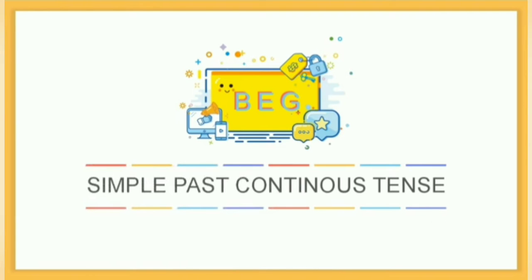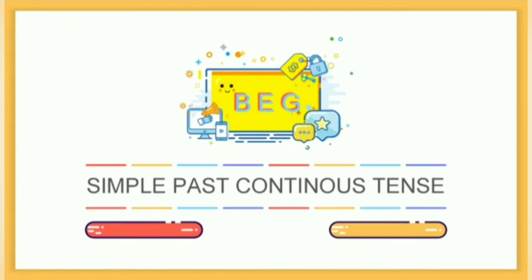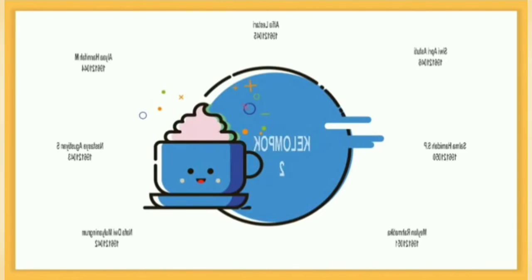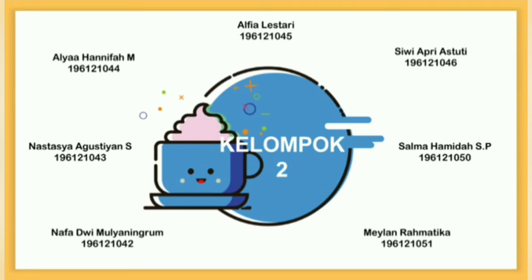Assalamualaikum warahmatullahi wabarakatuh. Hello everyone. On this occasion, our group will explain about simple past continuous tense. We will provide 5 contents about simple past continuous tense: definition, example, patterns, adverb of time, and important parts in simple past continuous tense. Without any further ado, let's get into the material.